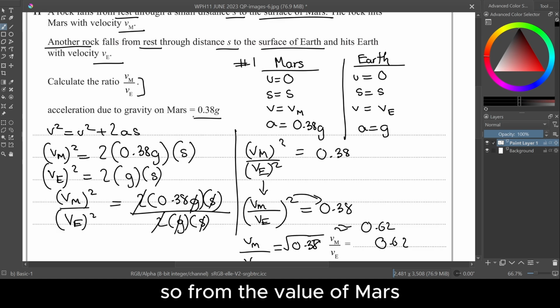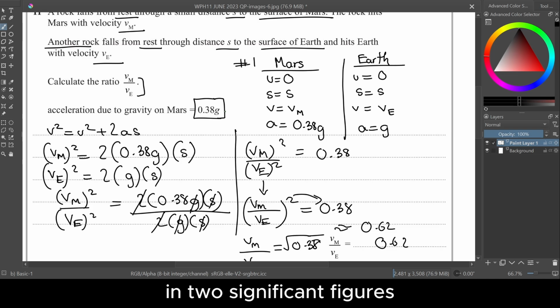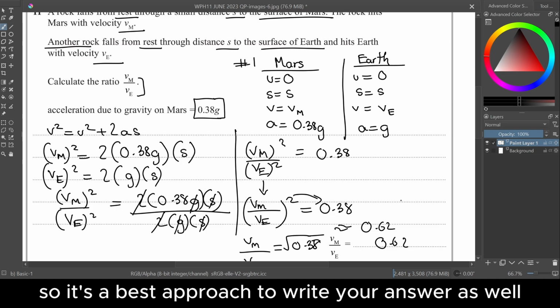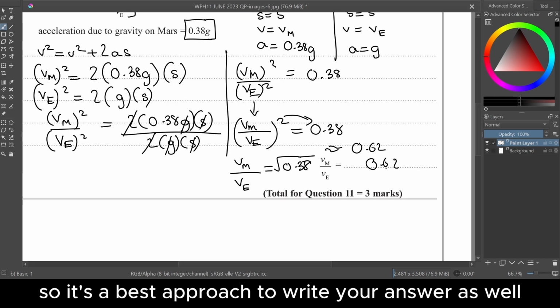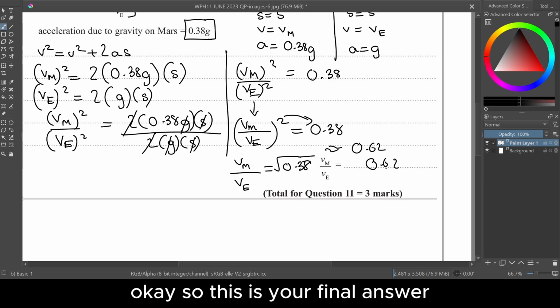Now to understand significant figures, you just look at the values that you have been given already. From the value for Mars, I can see that they have written it in two significant figures. So the best approach is to write your answer in two significant figures as well. Okay, so this is your final answer.